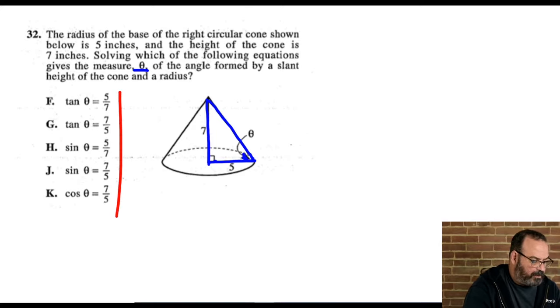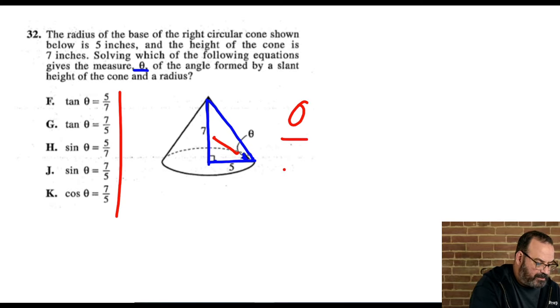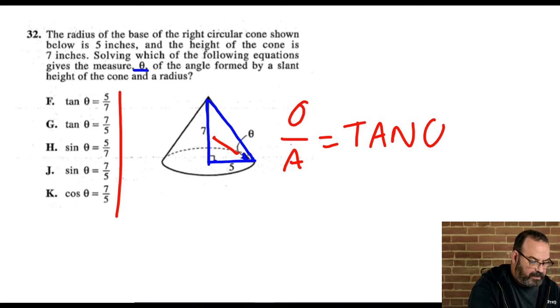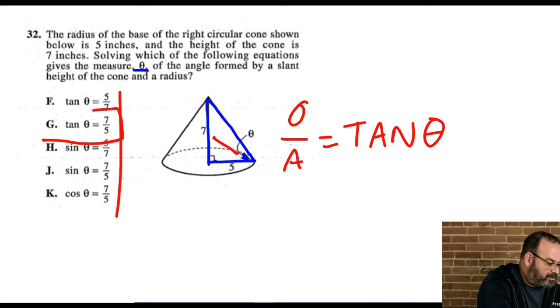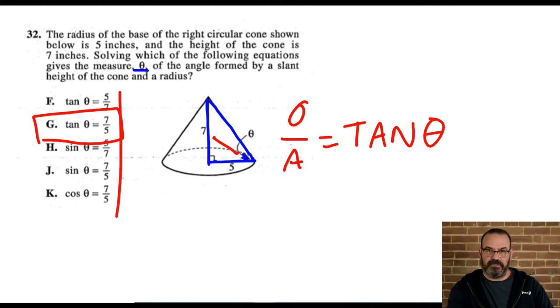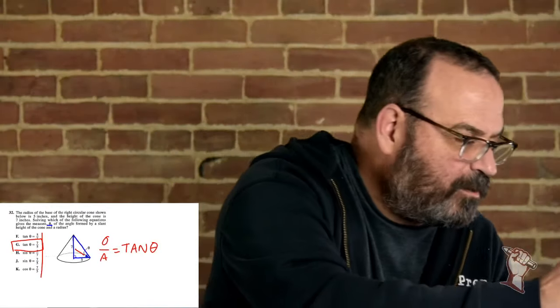So, what are we looking for? The opposite and the adjacent, which is tangent of theta. Let's see if one of them is tangent of theta, 7 over 5. Tangent of theta equals 7 over 5. Answer choice G, Soh Cah Toa.